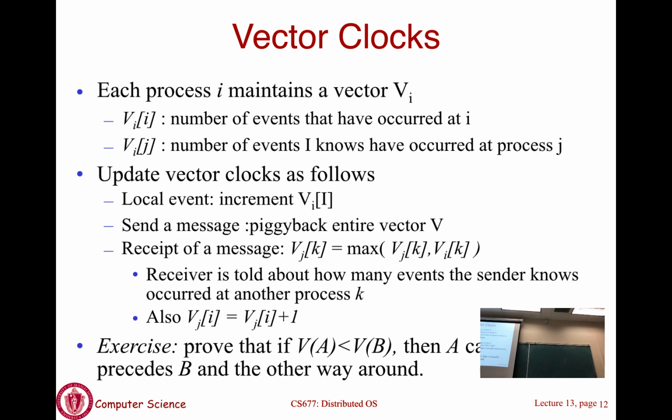So, if A has happened before B, it should be possible to convince yourself that the vector clock of A should be less than the vector clock of B. You have a question?